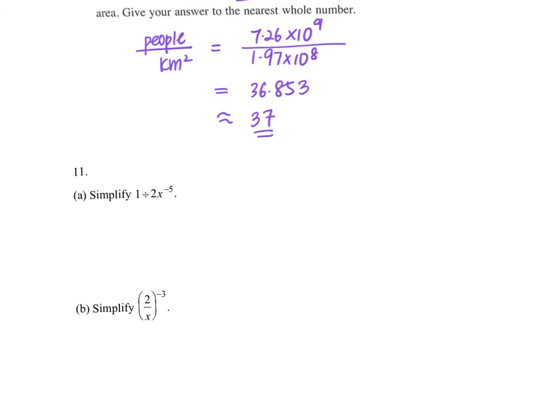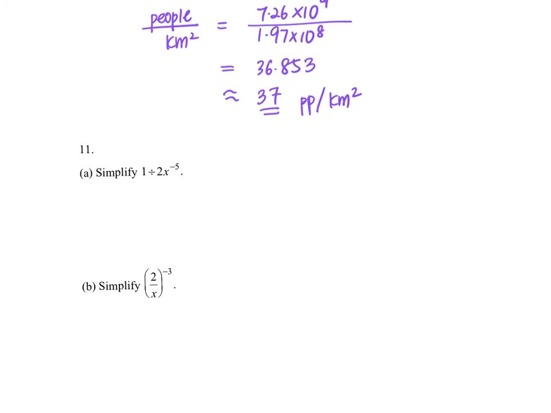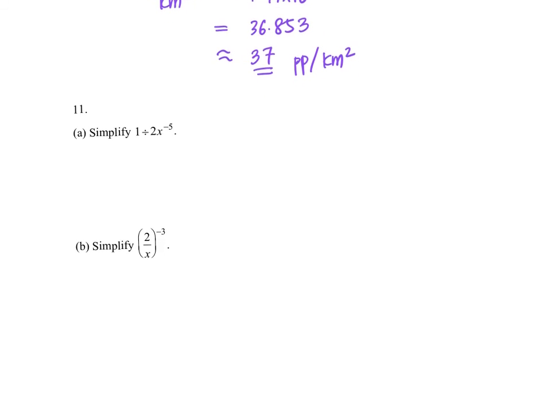Last two. Do you need me? Oh, they want people per square kilometer. So people per kilometer square. I don't know what short form you want. Hey, this one you've done revision before. Do you still remember? Yes.